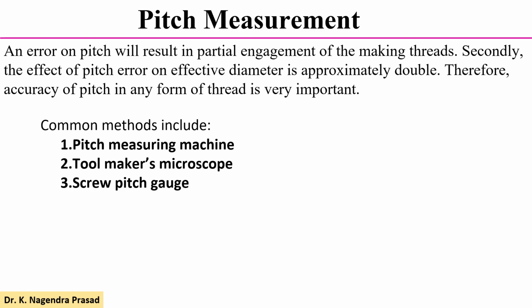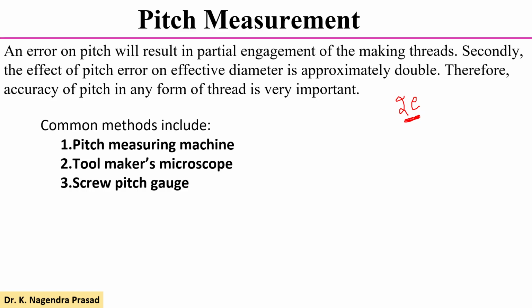So previously we discussed that pitch error causes interference in the assembly of the bolt and nut, and this pitch error also increases the effective diameter, approximately double. We know that the change in effective diameter is 2E, so it is approximately double the pitch error.